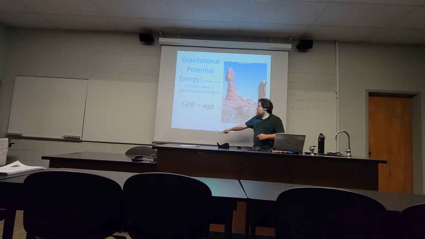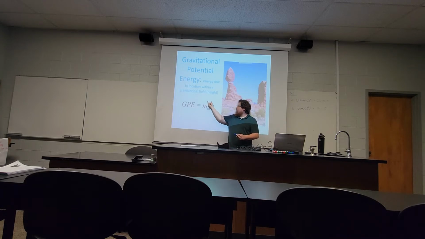The formula is just mass times 9.8 times height. This is another one of those times where I install an absolute value bracket, because this particular formula doesn't care about the direction of gravity, it just cares how strong gravity is.